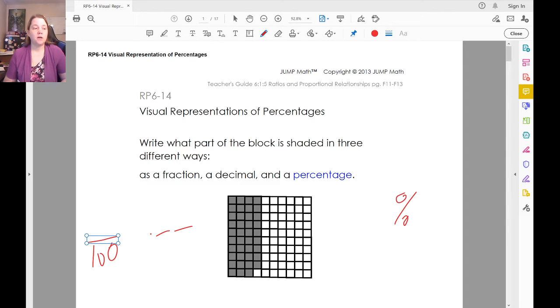So if there are 100 blocks here and there are 3 full columns and 9 of another, that means that there are 3 tenths shaded, 3 full tens, and then 9 hundredths that are not accounted for because there are 100 blocks total. So you might say that this is 39 over 100, or 39%.